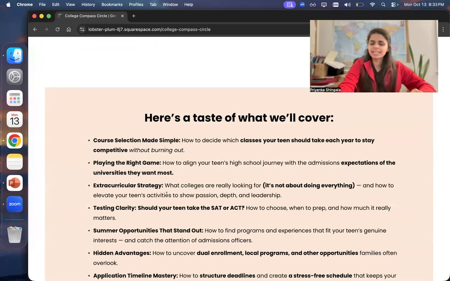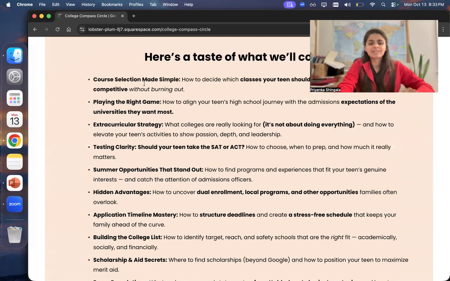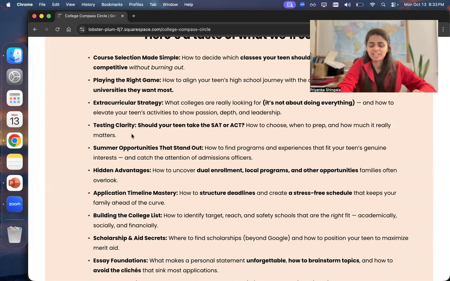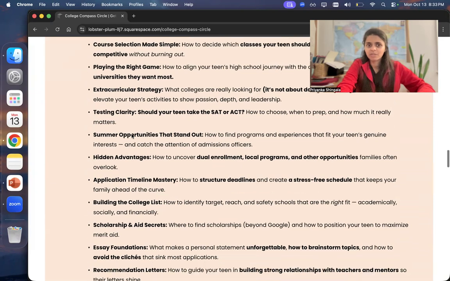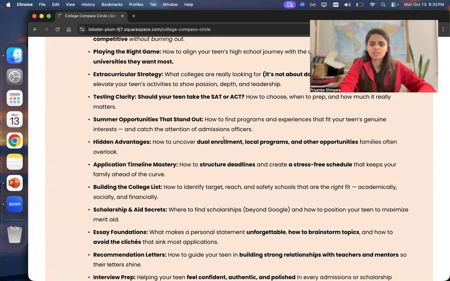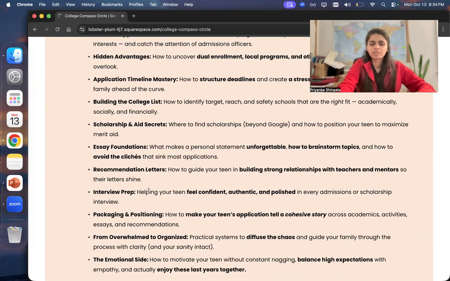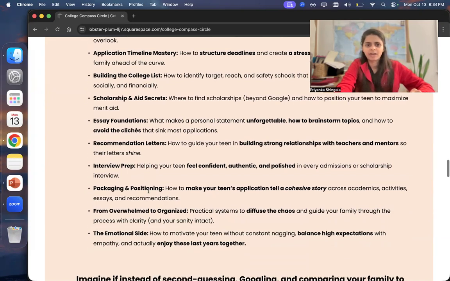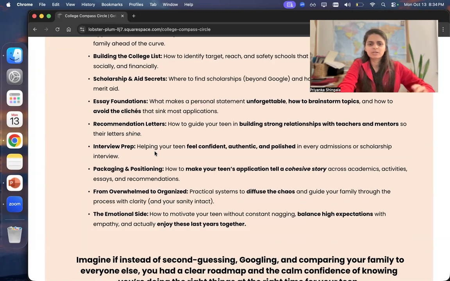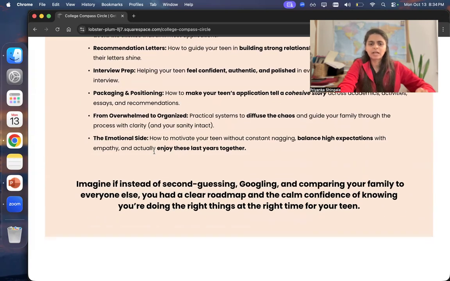If you're interested in the College Compass Circle, here are a couple of topics we'll talk about. Playing the right game, so the strategy of what types of universities you want to go into, hidden opportunities, especially over the summer, application timeline mastery, and building your college list. For the first 10 people, and I'm going to try to do this for as many people as possible, I'll actually look through your college list for you and say, is this a good list? What are we looking for? What should you edit? All of that. Essay foundations. There's just detail on everything.